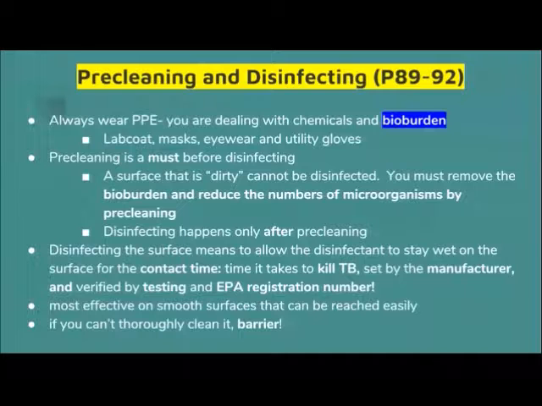Acceptable disinfectants that we use in the dental office, to remind ourselves about last week, reach a benchmark, and that benchmark is TB kill time. How long it takes this disinfectant to kill tuberculosis is how long I want the surface to stay wet after I've pre-cleaned and disinfected. This is most effective on smooth surfaces. And if we don't think we can do this, we barrier.